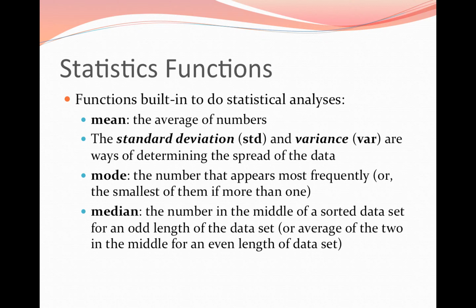The median is the number in the middle of a sorted data set. So the data set must be sorted first of all. So the median is the number in the middle of a sorted data set if you have an odd number of values in your data set, or if you have an even number of values in your data set, it's the average of the two in the middle.